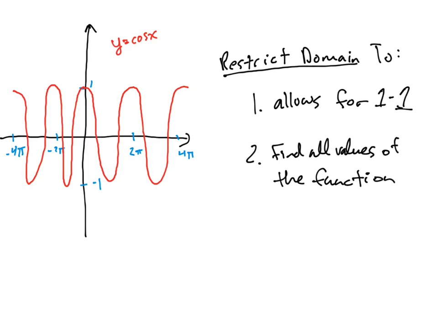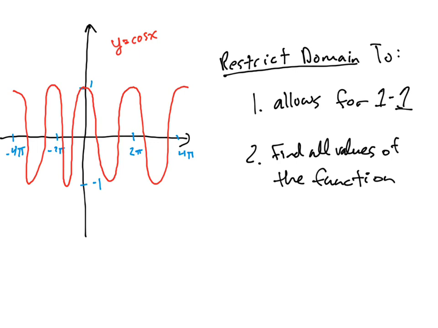All right, now our initial idea may be, well, let's look at the same domain as we had for the sine function. That was negative pi over 2 to pi over 2. If we do that, we're only going to get positive values of the function, and also this is definitely not 1 to 1. So we don't want to restrict between negative pi over 2 to pi over 2.